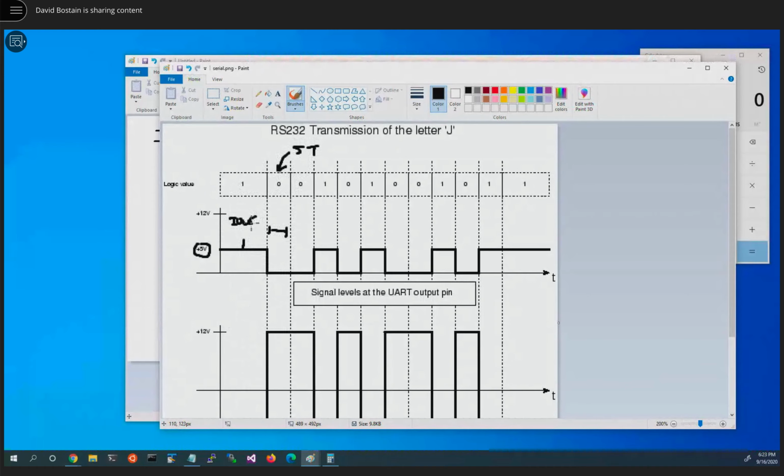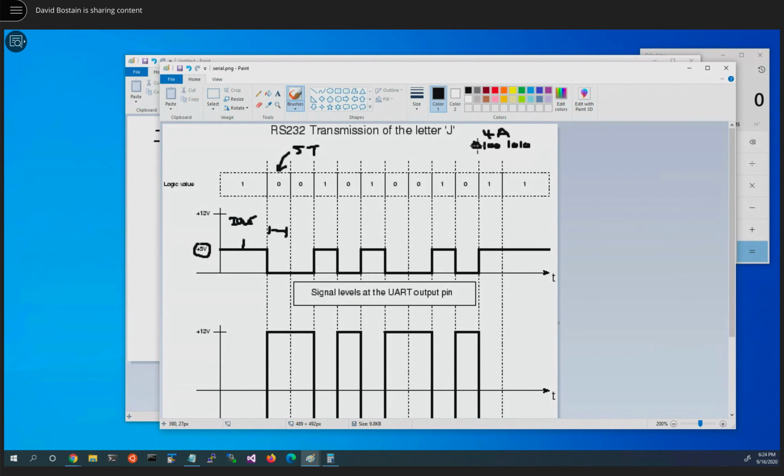But we're actually not going to receive a character until we have received the appropriate number of stop bits that we agreed to. We agreed to 1 stop bit. Now I'm going to start sending the actual data. The letter J, let's write it down again over here, is 4A, right? So 4A is 0, 1, 0, 0, 1, 0, 1, 0.